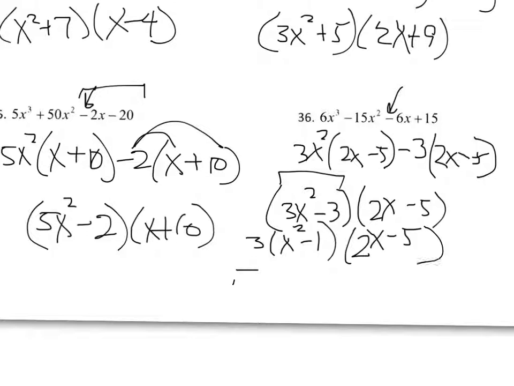And finally, this factor right here, x squared minus 1, can refactor as x plus 1 and x minus 1. Multiply to get x squared minus 1. Bring down the 2x minus 5. So this final problem ended up with 4 separate factors. Good luck on your test tomorrow.